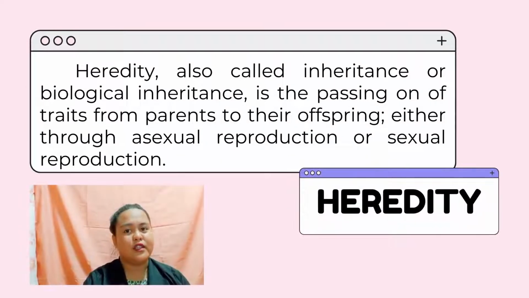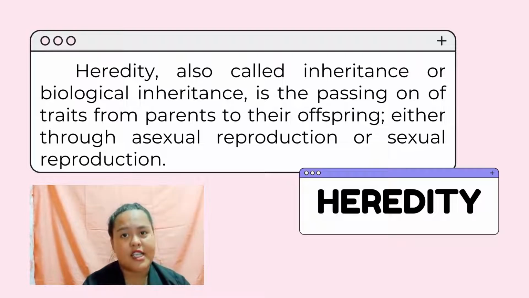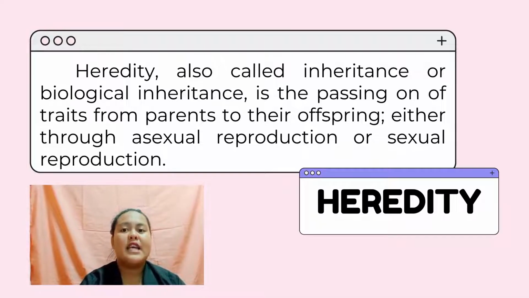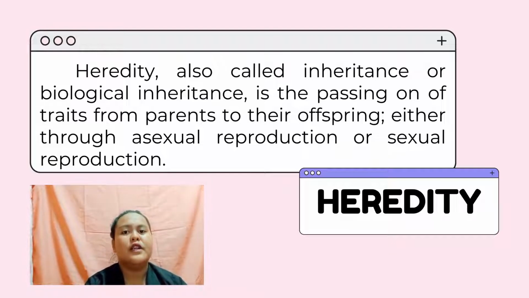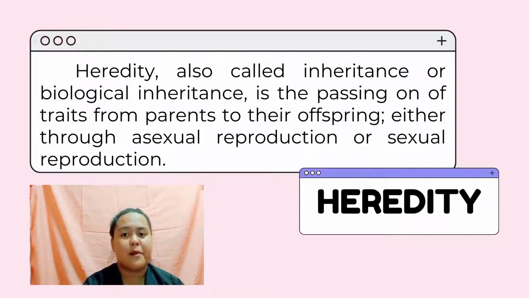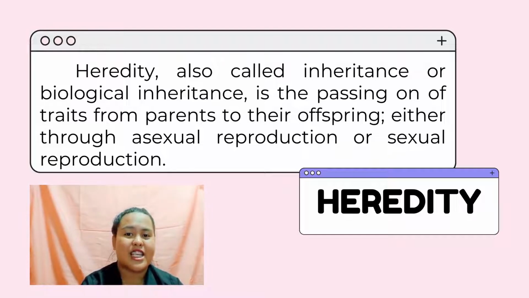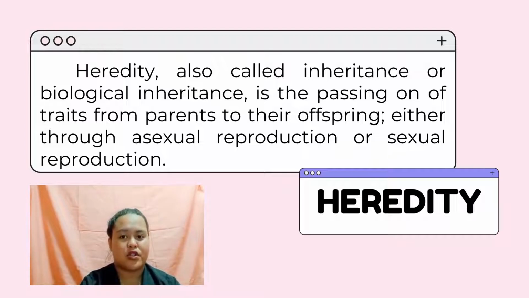Heredity, also called inheritance or biological inheritance, is the passing on of traits from parents to their offspring, either through asexual reproduction or sexual reproduction. The offspring cells or organisms acquire the genetic information of their parents. Height is a good example of a genetic trait that can be influenced by environmental factors.